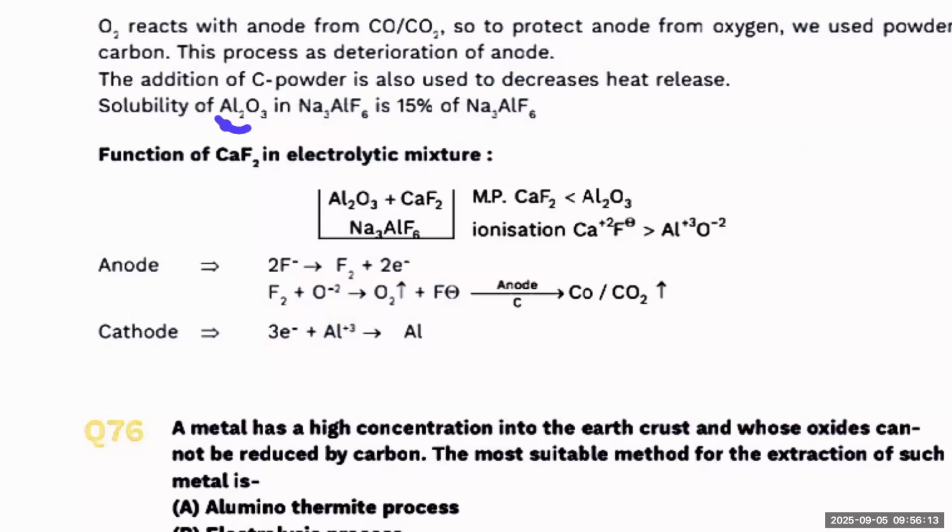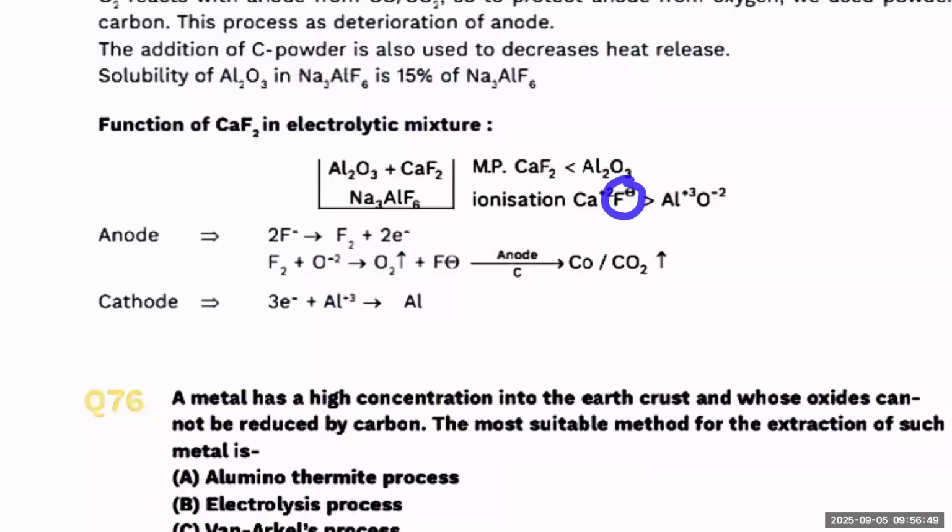Al2O3 is soluble by 15%, and therefore the ratio is such that you take around 10% of Al2O3 and 85% of cryolite. So you can see why we add fluorspar: because its melting point is less than Al2O3. Ionization wise, CaF2 will have more ionization compared to Al2O3. Now, there is a chance that because F- is present in the solution, F- can also undergo oxidation to give two electrons.